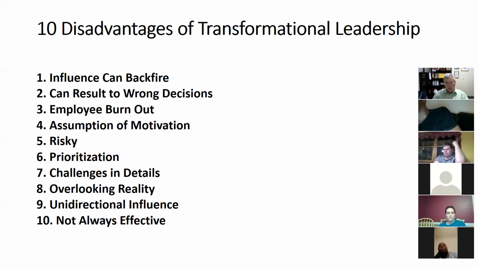Prioritization. Sometimes they're all over the place with their ideas and their visions, so that they can't really say, I need to tackle this today. Their details, they're not really great detail folks. Sometimes they overlook reality. Their goals are super unrealistic, and sometimes they're not always effective.